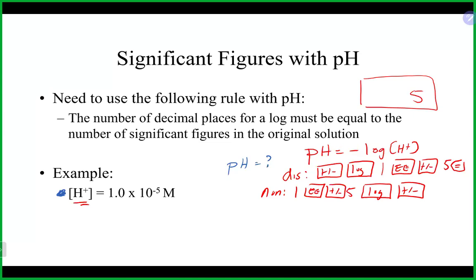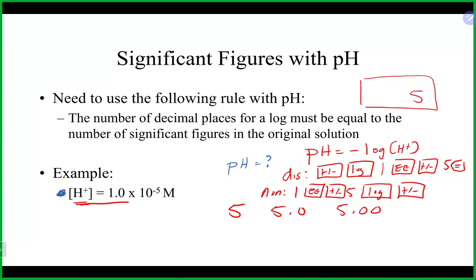So now that we've hopefully calculated it correctly, we do need to give the answer correctly as well. So should the answer be 5? Should it be 5.0? Should it be 5.00? So again, the rule is the number of decimal places we should have in our pH answer should equal the number of significant figures in our concentration.